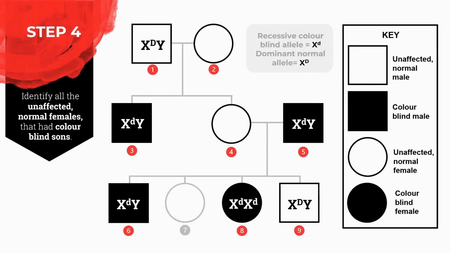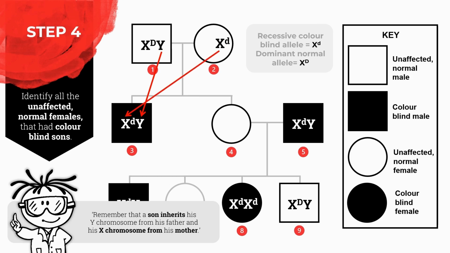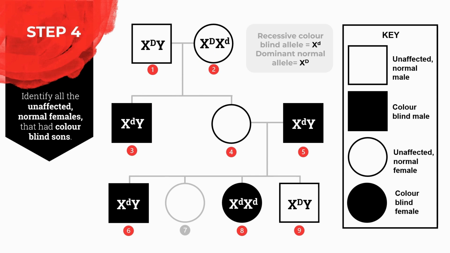So looking back at our pedigree diagram, colorblind son number 3 inherited his Y chromosome from his father and his X-linked recessive allele for colorblindness from his mother. As his mother, number 2, is phenotypically unaffected and normal, this indicates that she has at least one X chromosome that carries the dominant normal allele. Therefore, she must be heterozygous and a genetic carrier for colorblindness. The same logic applies for female 4.